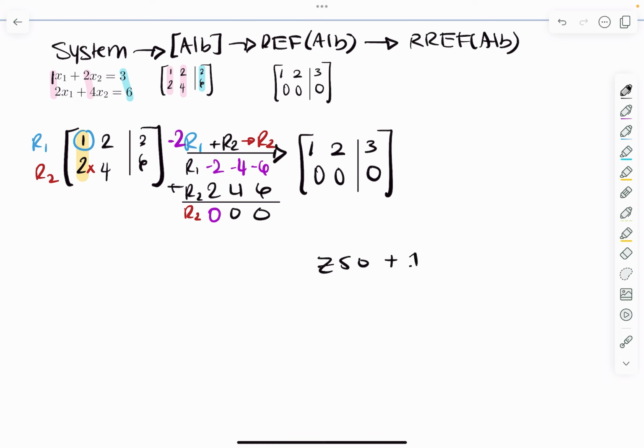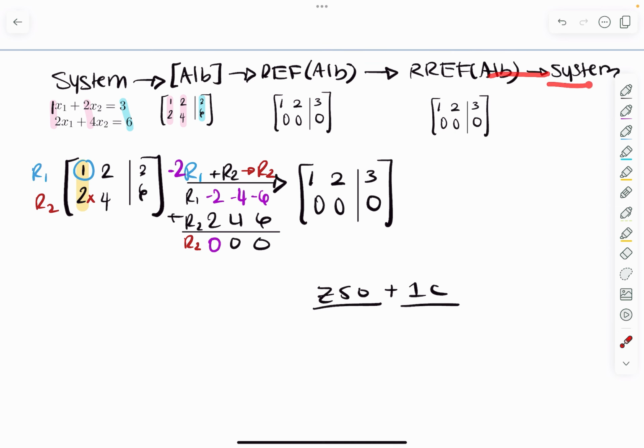Now, if you remember, this is row echelon form, this is reduced. All you need to do is make sure that all of the leading entries are 1 and that they're the only numbers that are not 0 in their columns. This is the only leading entry I have. It's 1. Check. Is it the only number that's not 0 in its column? Well, this is its column. This is the only number other than 0, so we're good. So it's already in reduced row echelon form as well.